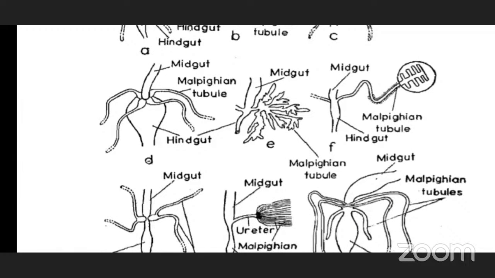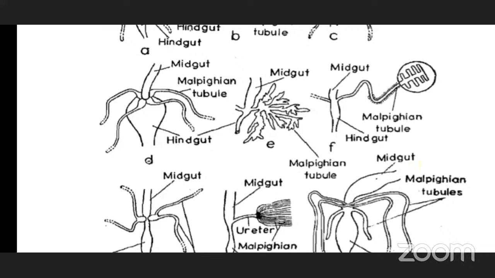This type of Malpighian tubule is seen in the insect Galleria, which belongs to the order Lepidoptera. And in the next picture, that is F, you can observe that some give off short, closely packed diverticula. This type of Malpighian tubule is seen in Melolontha, which belongs to the order Coleoptera.